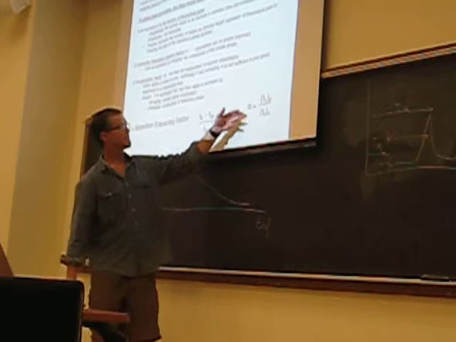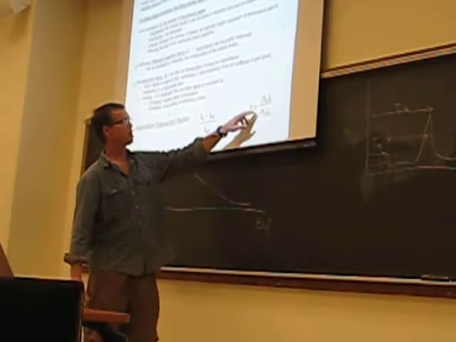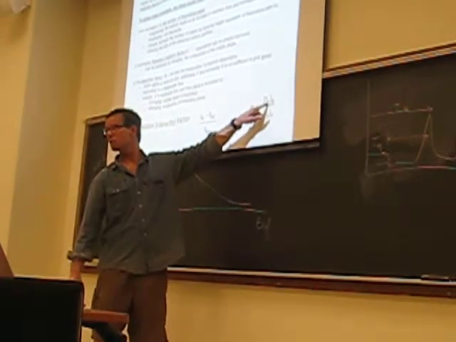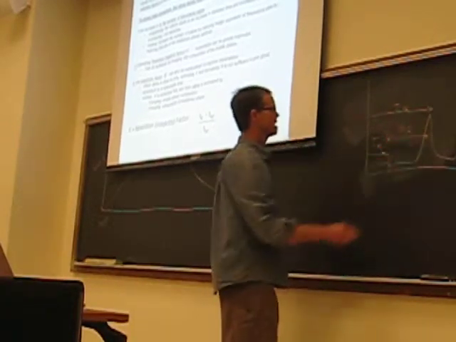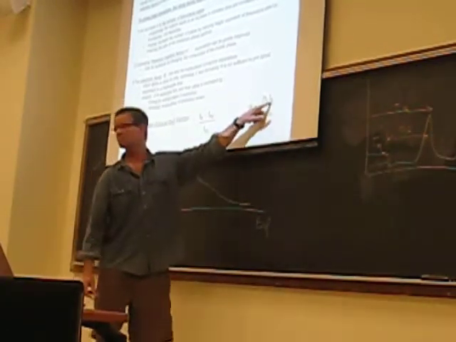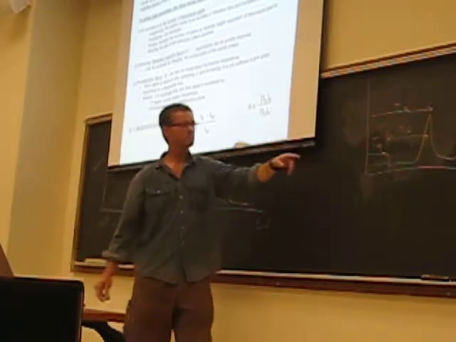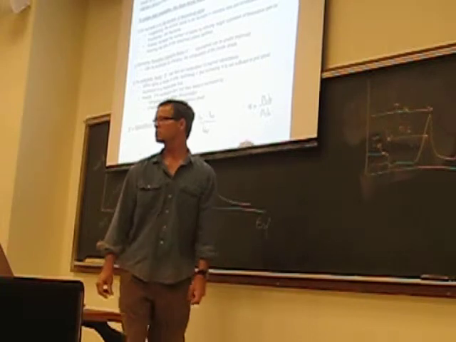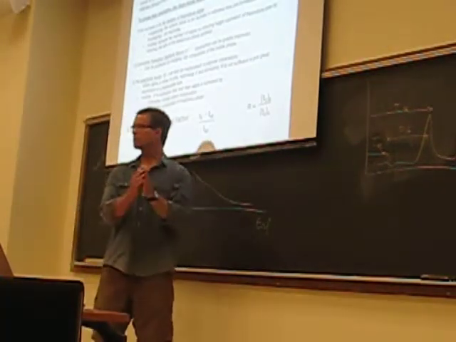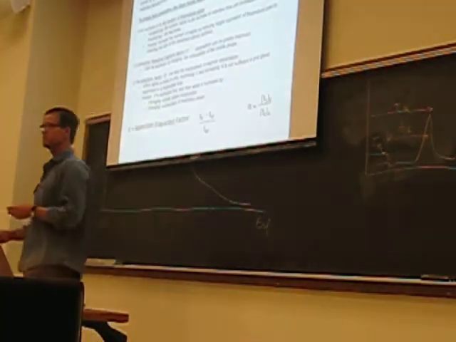I can calculate the selectivity factor of my column knowing the sample elution time, which is this, for several different peaks, peak B versus peak A. And that just tells me how close or far apart those peaks are.